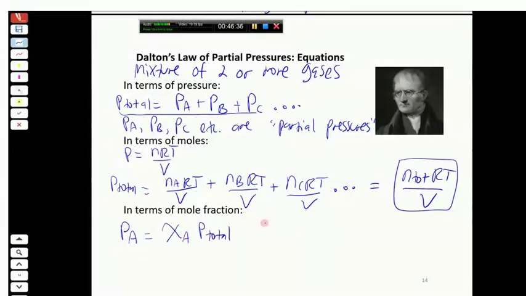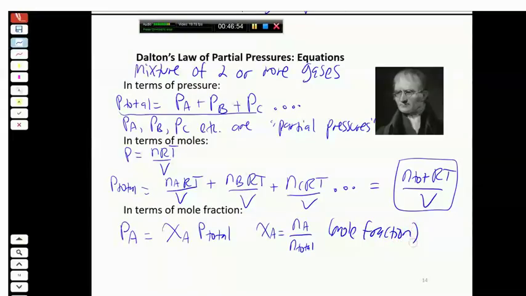Now what is mole fraction? This term chi here is the number of moles of A that we have, the number of moles of that gas, divided by the total number of moles present in the mixture. And this, as I said, is referred to as mole fraction.